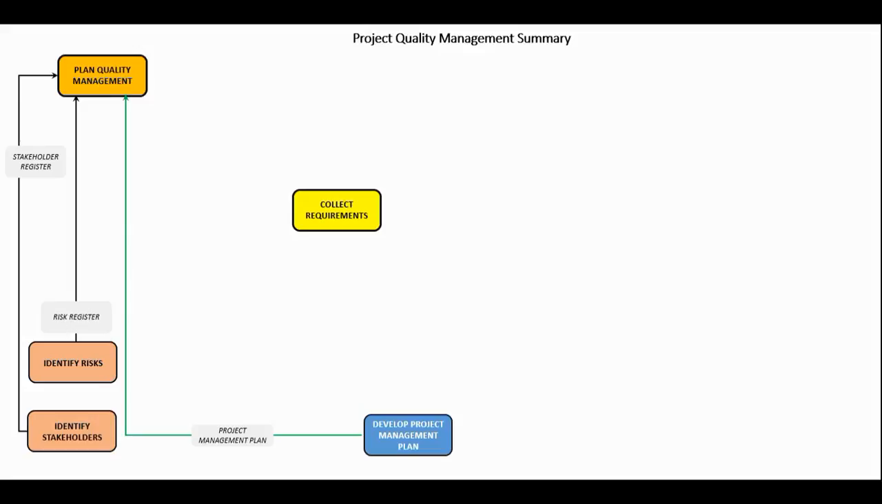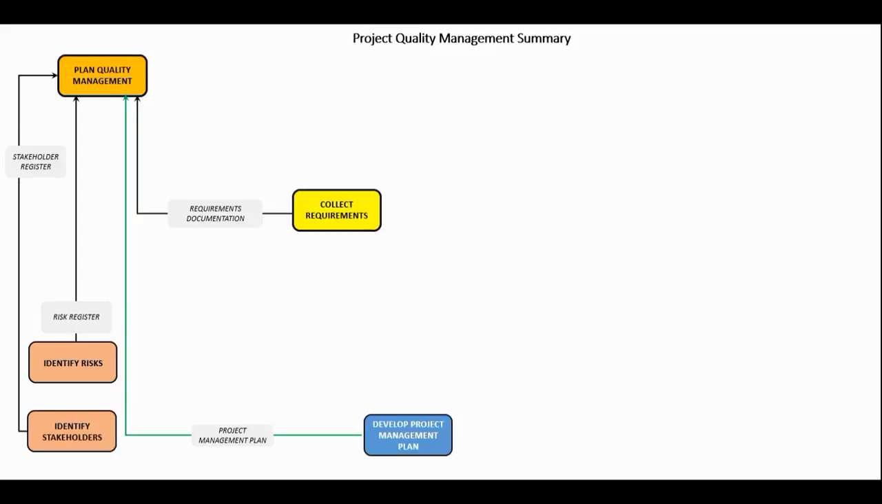Between collecting requirements and planning quality management, there's a relationship. Why? Because you've got quality-oriented requirements on your project. And this is encapsulated in requirements documentation. That is an input to plan quality management. You see, all of these relationships and the explanations are all in this product.